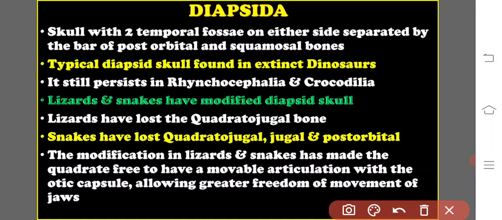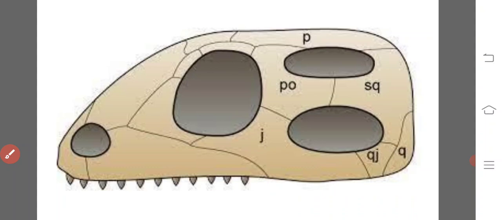So how has the modification been done? Lizards have lost the quadratojugal bone. Snakes have lost the quadratojugal, jugal and postorbital bones. The modification in lizards and snakes has made the quadrate free to have movable articulation with the otic capsule, allowing greater freedom of movement of the jaws. So here this is the modified diapsid type of skull.